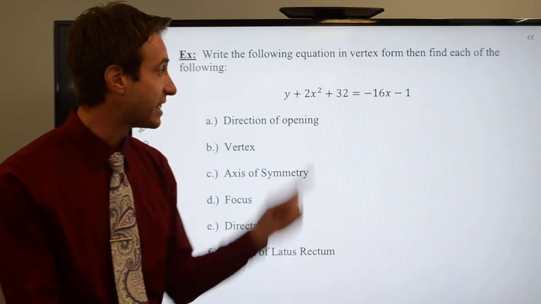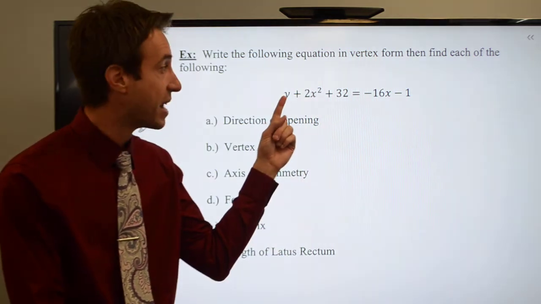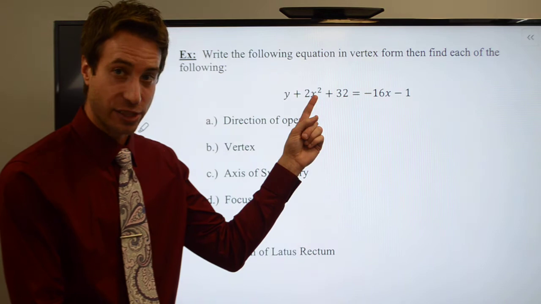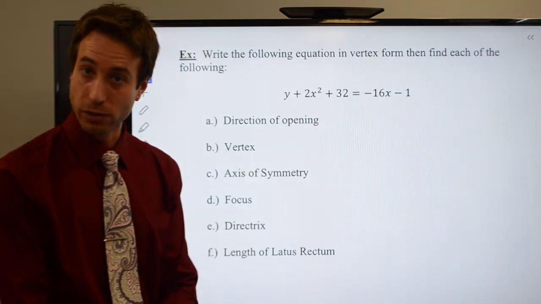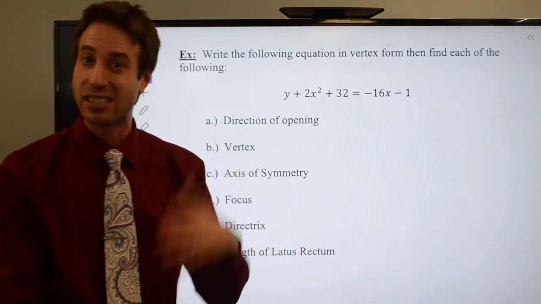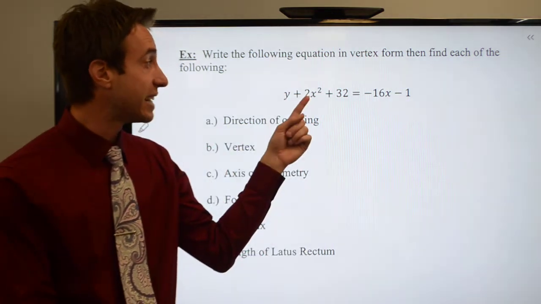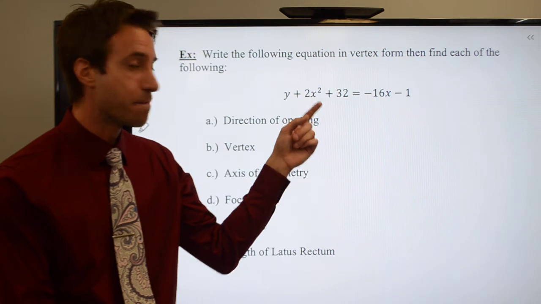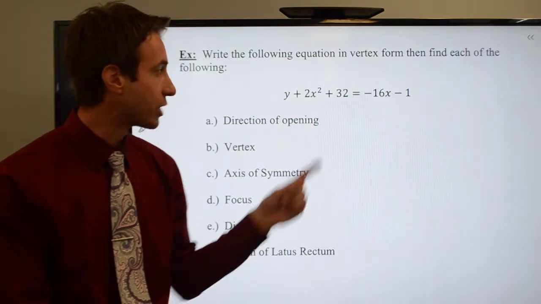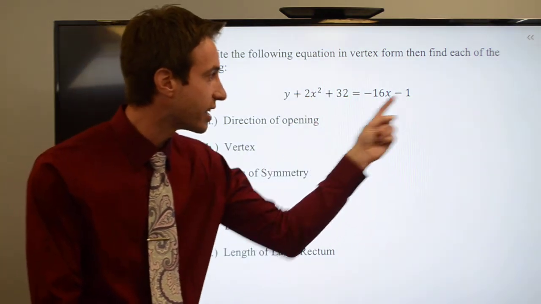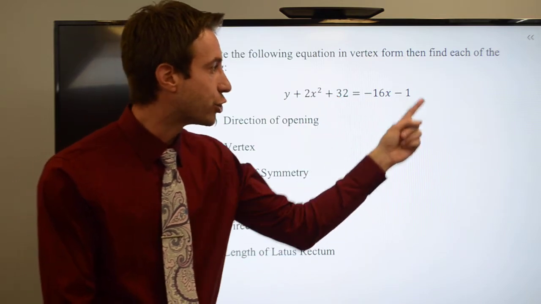First thing you should recognize is that the y is to the first power. It is the x that is squared. So since it's the x that's squared, I know that this is going to be a vertical. I don't know whether it opens up or down yet, but I know that it is going to be vertical since the x is squared. But I do need to solve this for y. So we'll move the 2x squared to the other side, subtract the 32 to the other side.